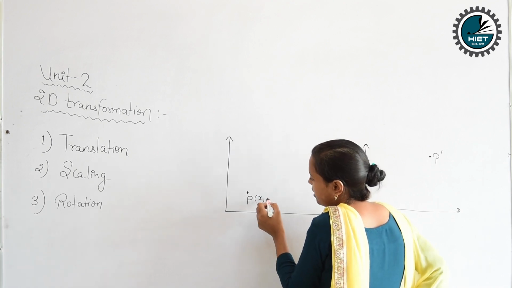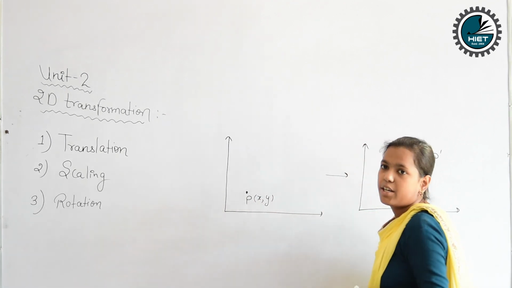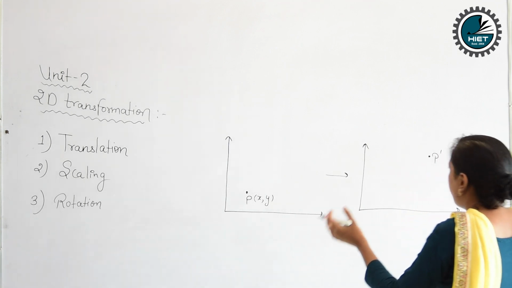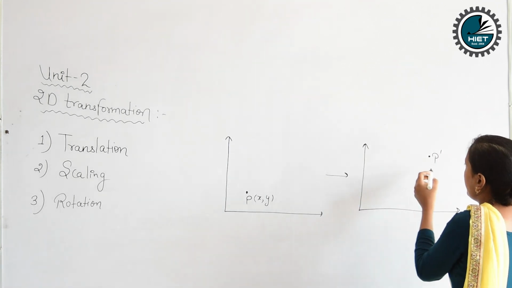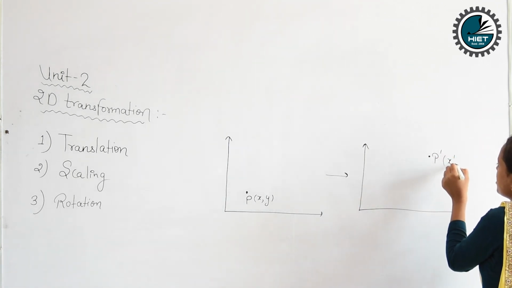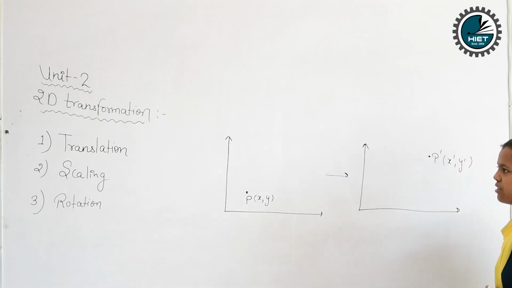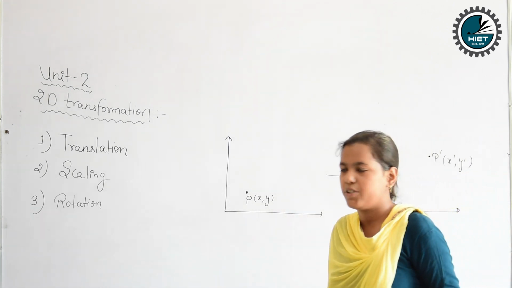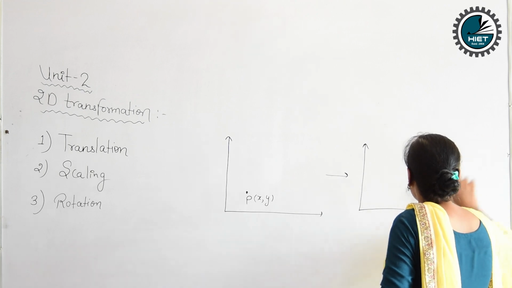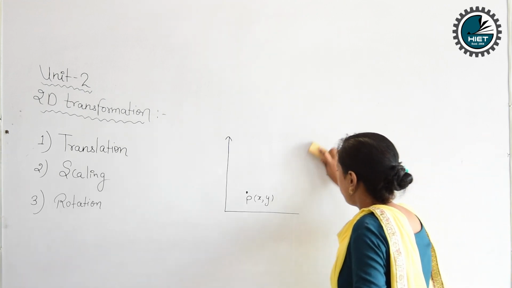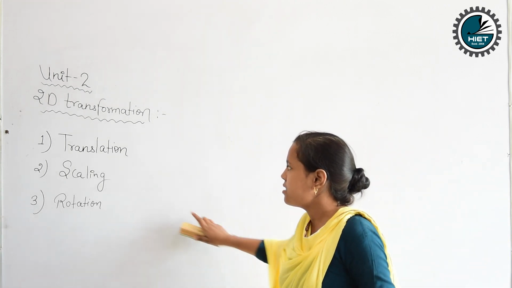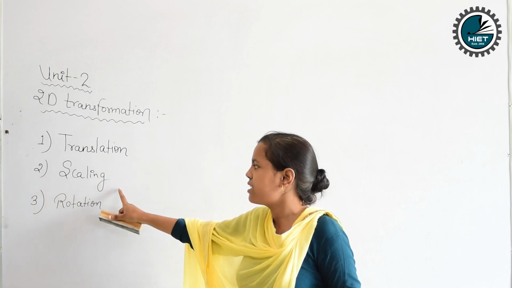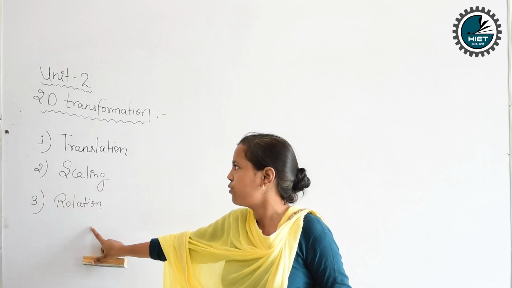So we assume that the coordinate of point P is x comma y, and after applying the transformation, the new point will be x dash comma y dash. So this is called transformation. Transformation has three types. First is translation, second one is scaling, and third one is rotation.